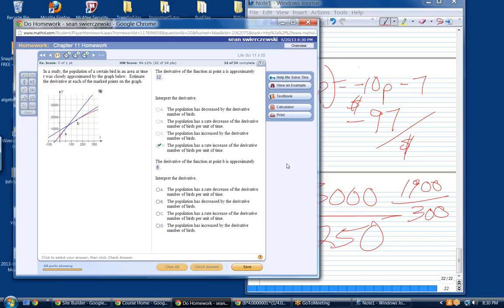Let's see. The last time, the population had a rate increase of the derivative, number of birds per unit of time. This has got to be the same thing, doesn't it? Nothing's changed. It's still a rate increase. Yeah, so it'd be C.